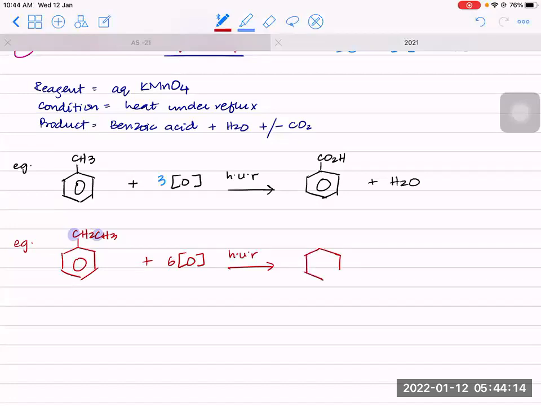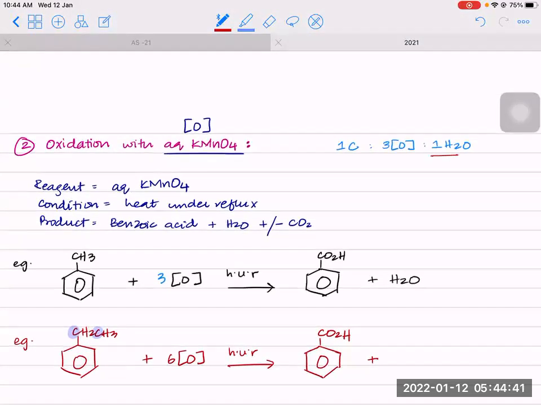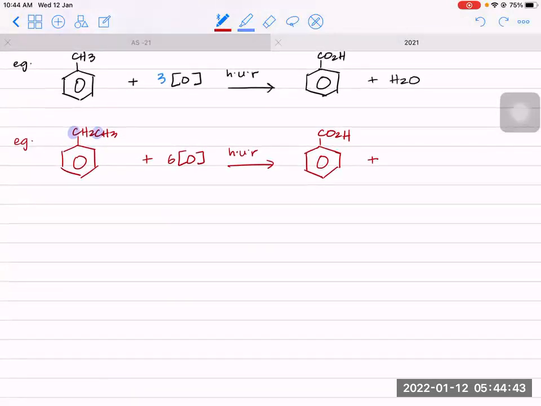Now you'll be like, oh, miss, will this make 2 carboxylic acids? No. Whatever alkyl group it is, irrespective of the number of carbons, it will always make carboxylic acid here, or benzoic acid. Even though there are 2 carbons here, it doesn't matter. It will still become benzoic acid. Now, 1 carbon gives you how many moles of water? 1. You have 2 carbons in the side chain here, so this will give you 2 moles of water.